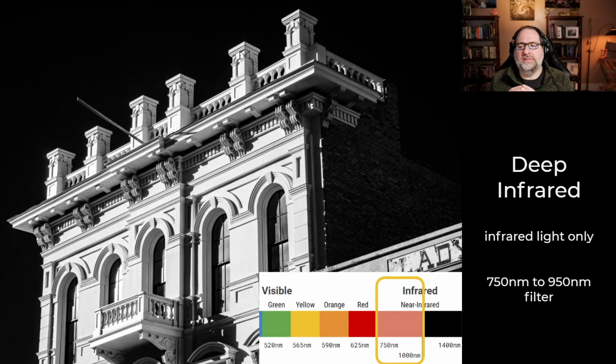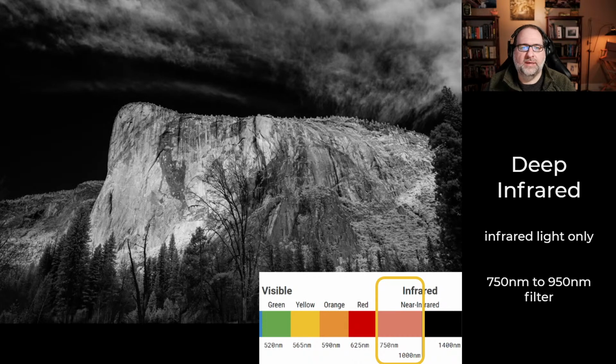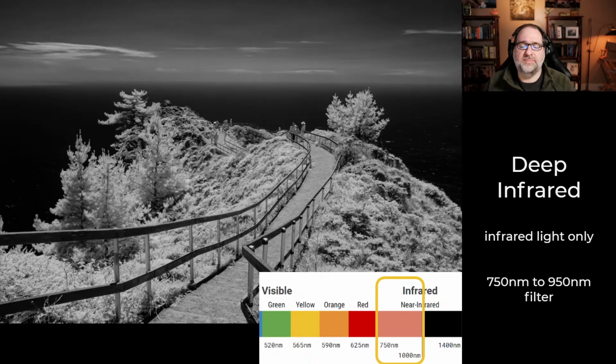Deep infrared is the only variety that actually captures only infrared light. So no visible light, no ultraviolet light, just infrared light is deep infrared. Deep infrared is typically captured with a filter with a 750 nanometer or greater cutoff, so that we're eliminating all of that visible light and only capturing the infrared light. Typically, deep infrared images are also converted to black and white. Deep infrared images will feature really inky black skies or water, and also white foliage.